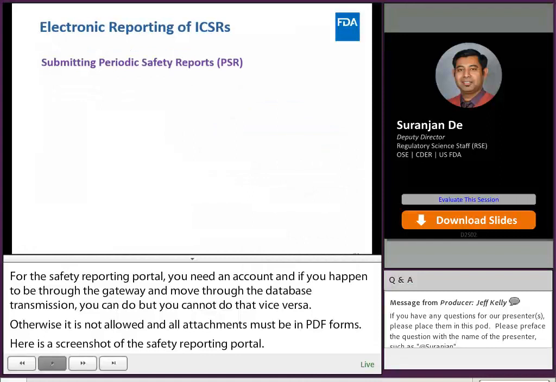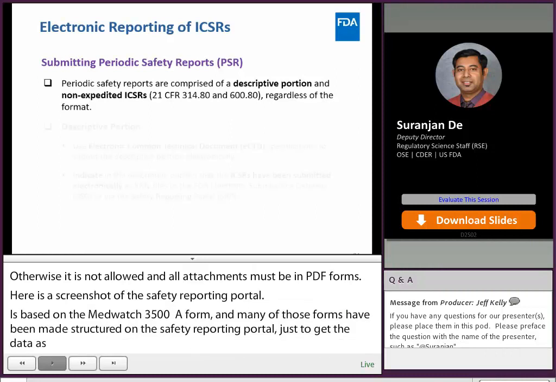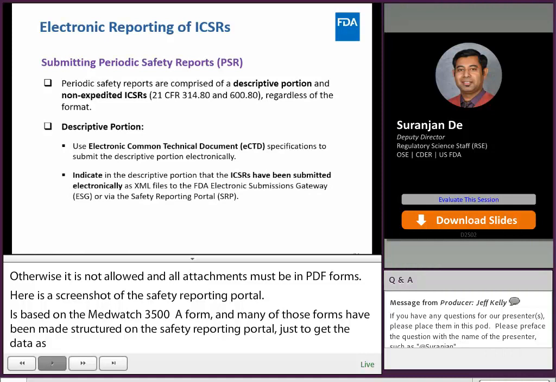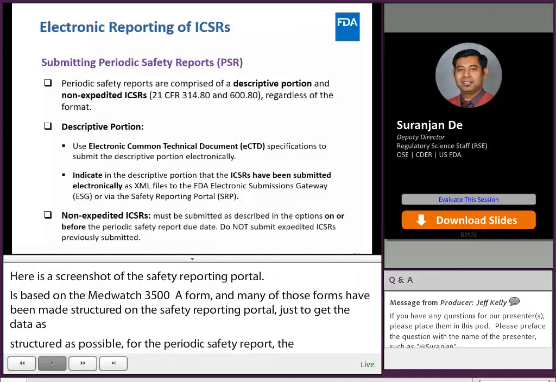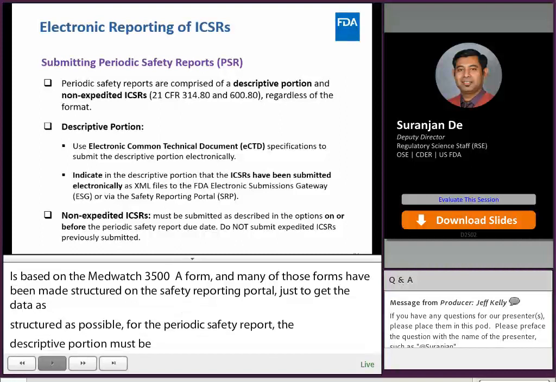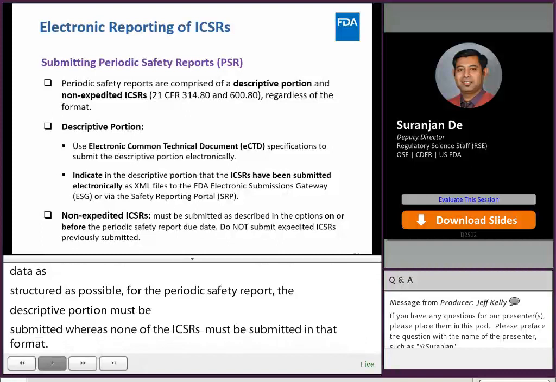For the periodic safety report, the descriptive part is to be submitted through the eCTD route, whereas the non-expedited ICSRs must be submitted through either the safety reporting portal or in E2B format. And non-expedited ICSRs must be submitted as described in the option, on or before the periodic safety report due date. That's what I just said, that you have two methods.